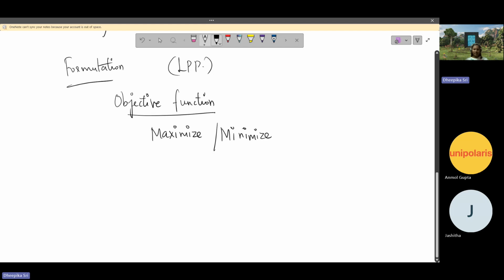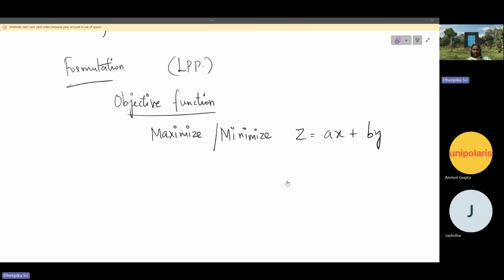So we will have an objective function, maximize or minimize, z equals, here we are dealing with only two variables. So you will have something like ax1 plus bx2. Or let's take x and y, better. Let's have two variables, ax plus by. So this is our objective function. We will be maximizing this objective function finally. This is our final aim.